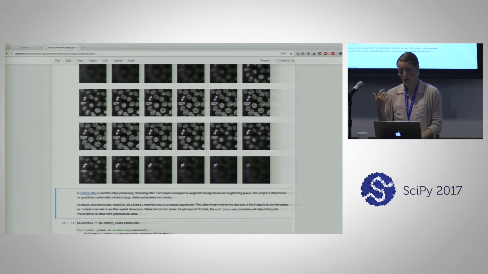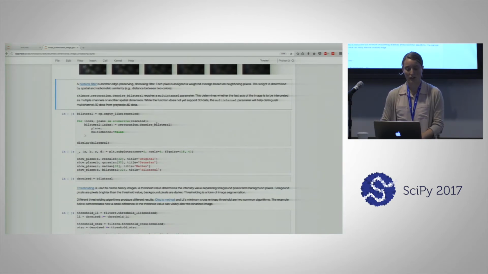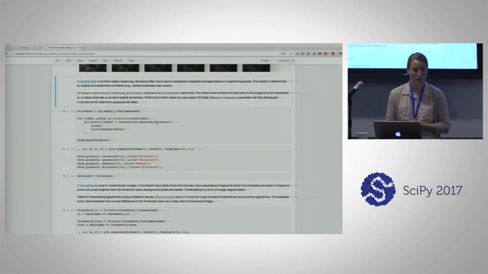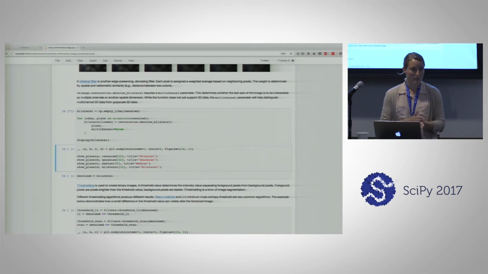Similar to the median filter is the bilateral filter. It's actually in the restoration module of scikit-image. It's an edge-preserving and denoising filter. It works similarly to the median filter, but in determining the value per pixel, it can also take into effect space and color. It's not yet adapted for 3D, so we'll apply it plane-wise.